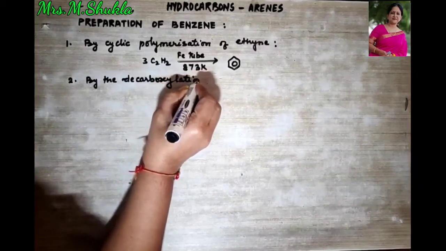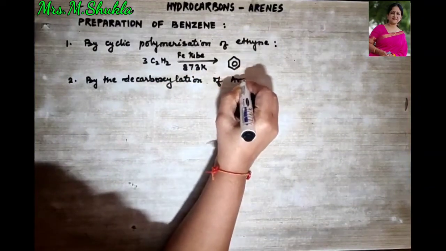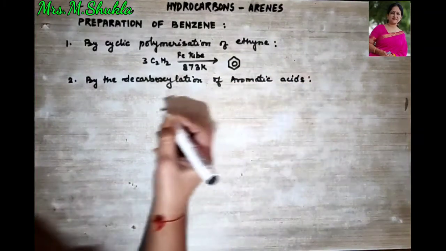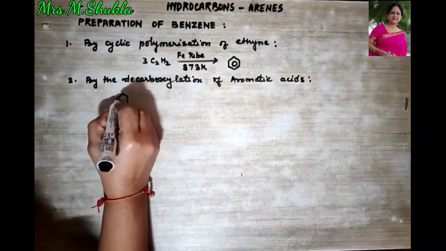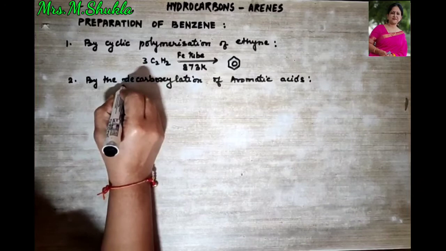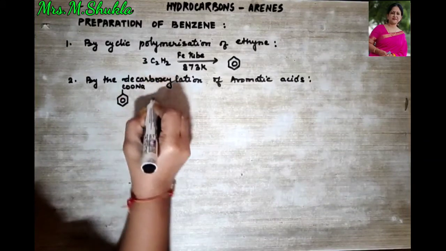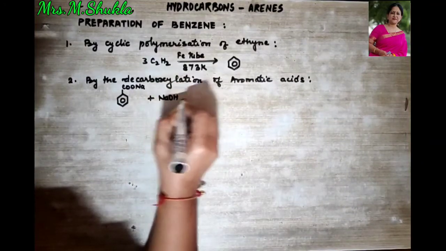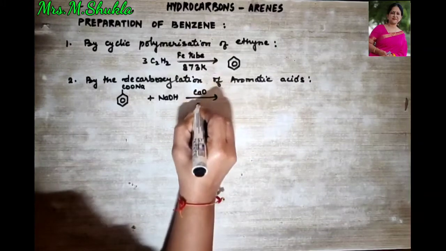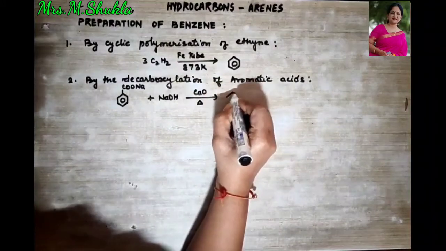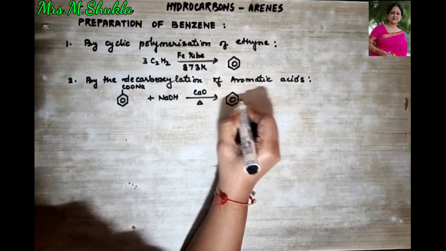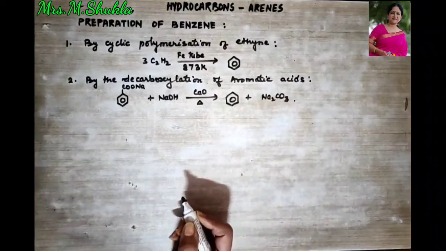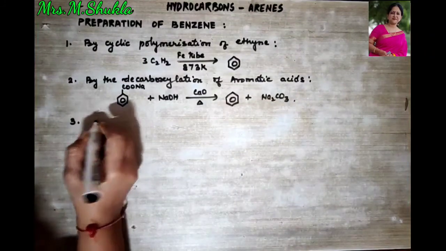Then the second method for preparing benzene could be by the decarboxylation of aromatic acids. So let's take an aromatic acid, for example, we take sodium benzoate, C6H5COONa, right? And this is treated with soda lime. Now soda lime means NaOH with calcium oxide, right? And it is heated. So what do we obtain over here? We obtain benzene plus Na2CO3 is formed. Clear?